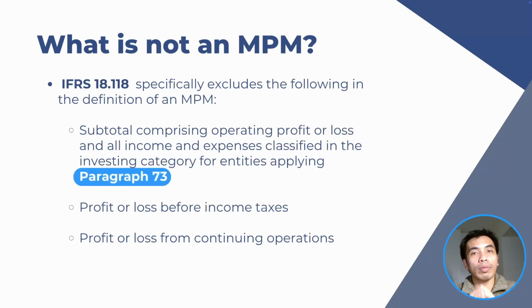So what else do we have? So the next one, it says subtotal comprising operating profit or loss and all income and expenses classified in the investing category for entities applying paragraph 73.